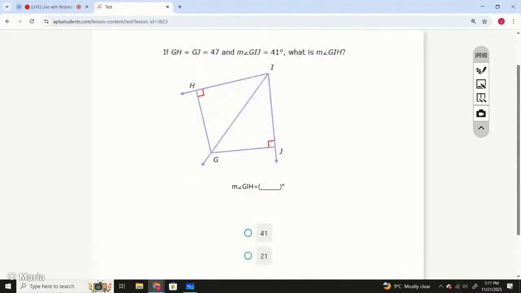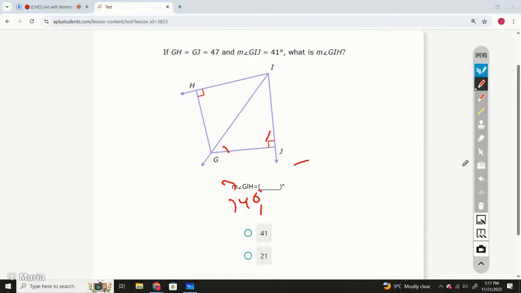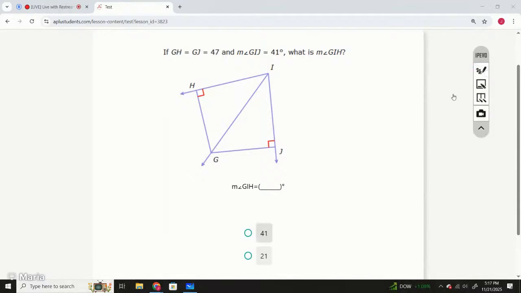If GH is equal to GJ and the measurement of angle GIJ is 41 degrees, what is the measurement of angle GIH? We are given the measurement of GIJ is 41 degrees, right? Then GHI is also equal to 41 degrees. So the correct option is 41 degrees.